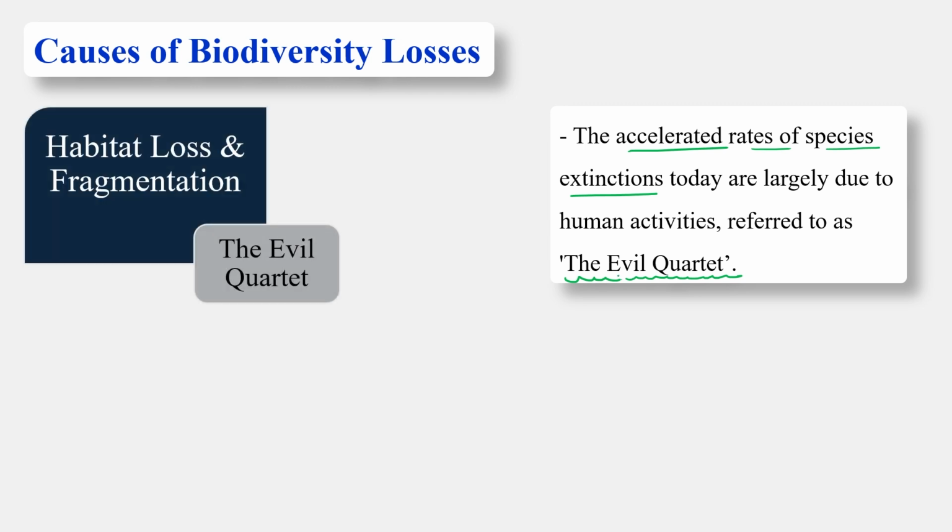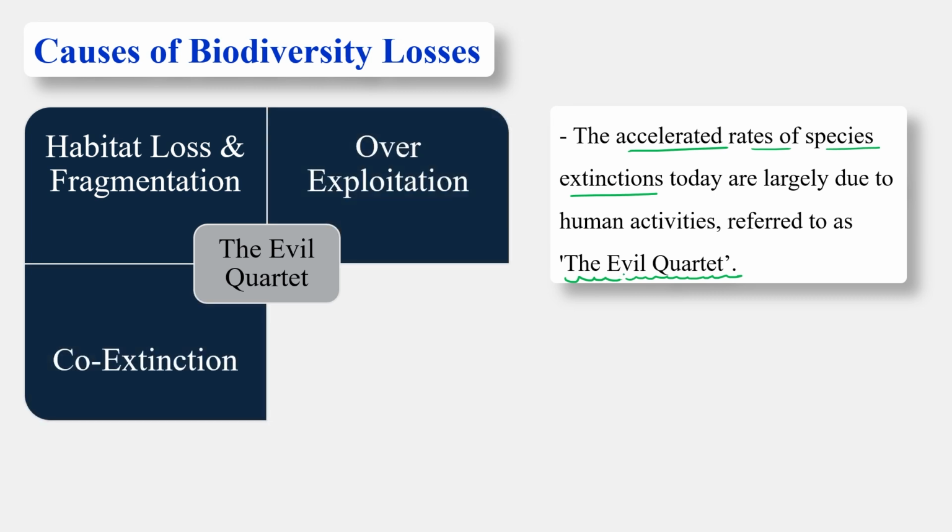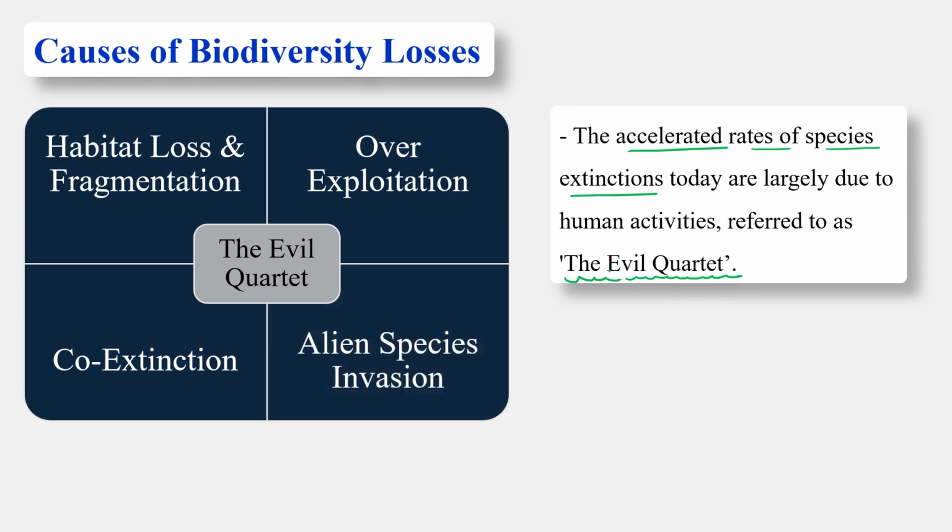First one is habitat loss and fragmentation. Second, overexploitation of species. Third, co-extinction. If one kind of plant or animal goes extinct, the parasites or animals dependent on that particular plant or animal will also go extinct. That is known as co-extinction. And the fourth one is alien species invasion. Okay, one by one, let's understand all these four terms.